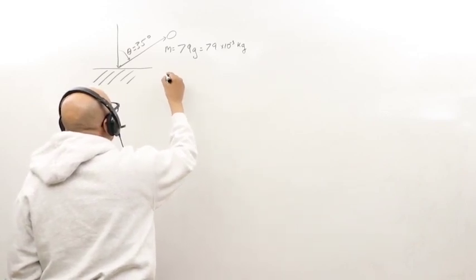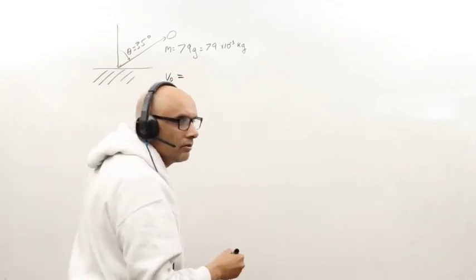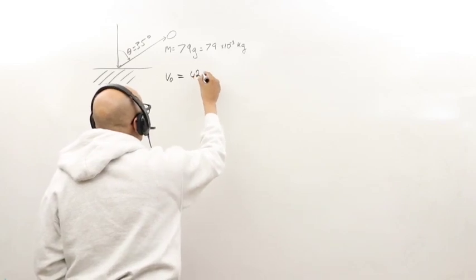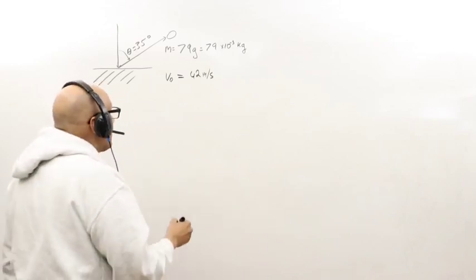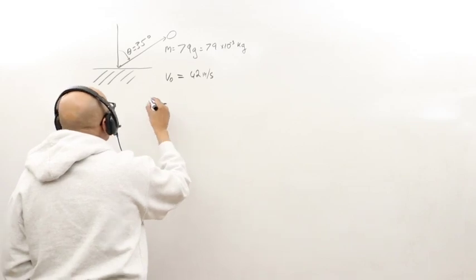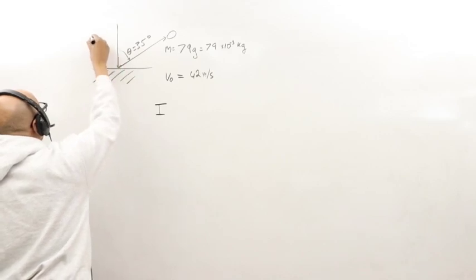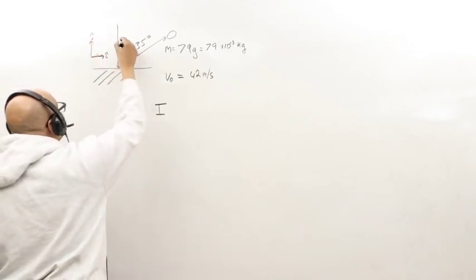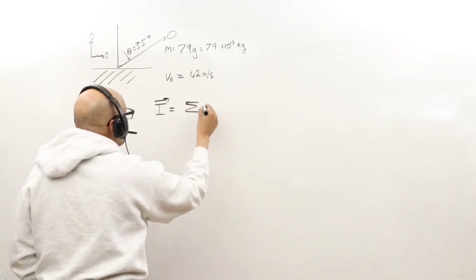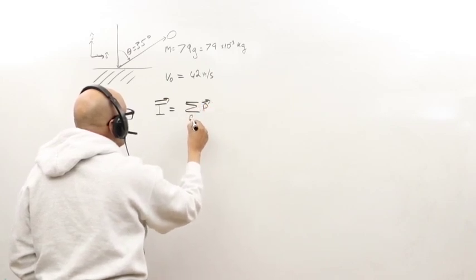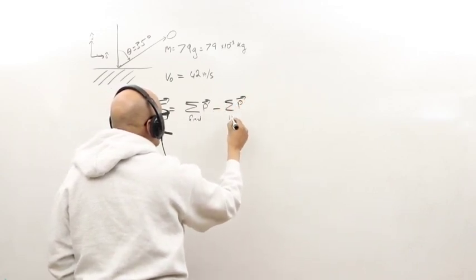And we're told that the velocity that it bounces off the ground is 42 meters per second. Standard units, so that's good. So our impulse, we're going to use i hat and j hat. The impulse is equal to the total momentum final minus the total momentum of the system initial.